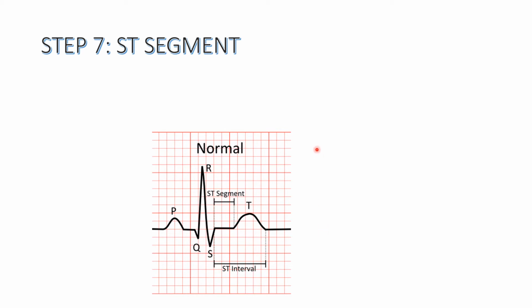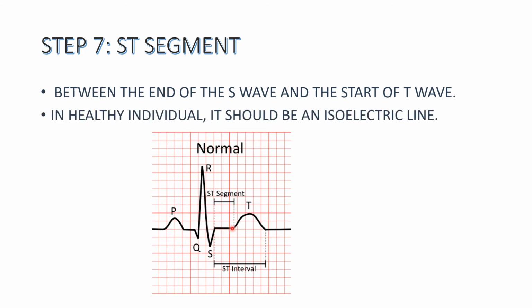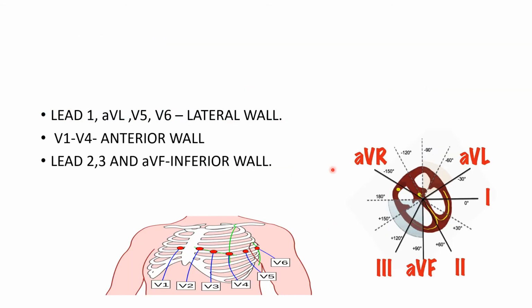So moving on to the seventh step, which is the ST segment, which lies between the end of the S wave and the beginning of the T wave. It should be an isoelectric line in a healthy individual, that is neither deflecting upward nor downward. ST segment deviation upward or downward is quite important because it suggests myocardial infarction.